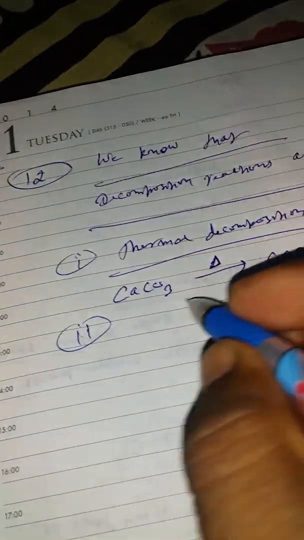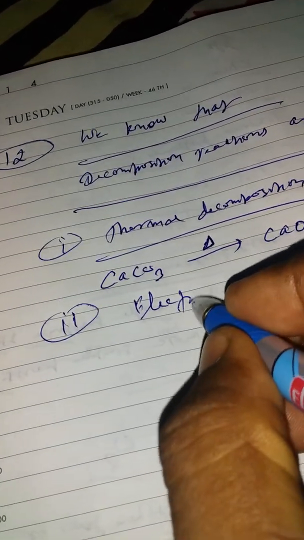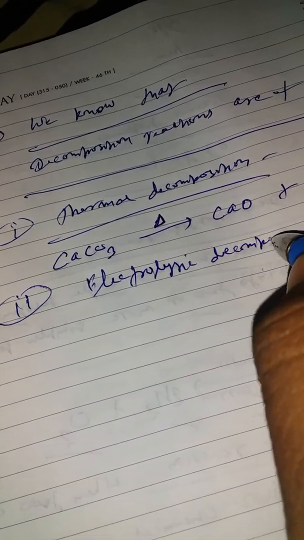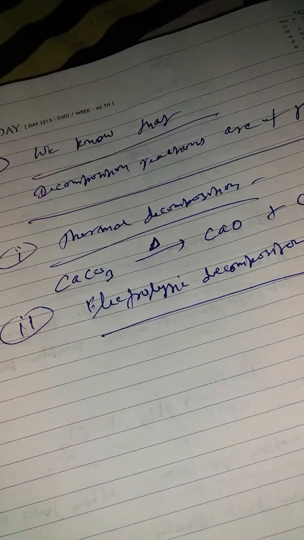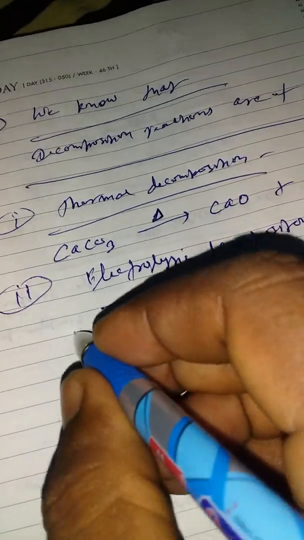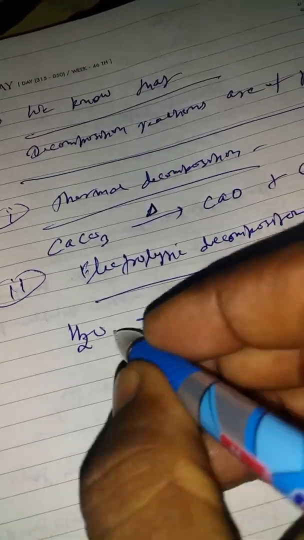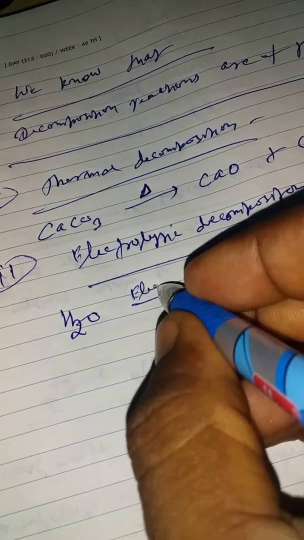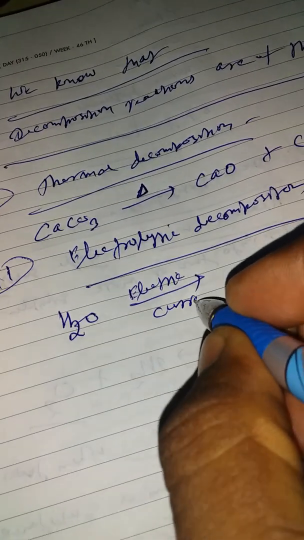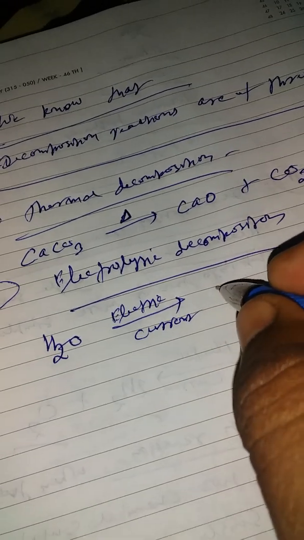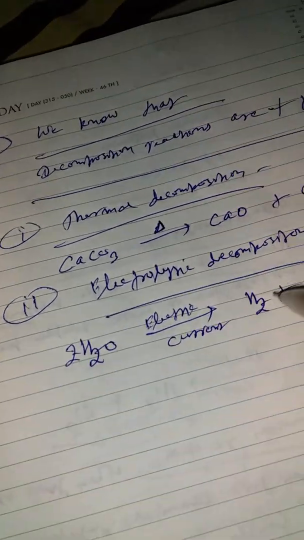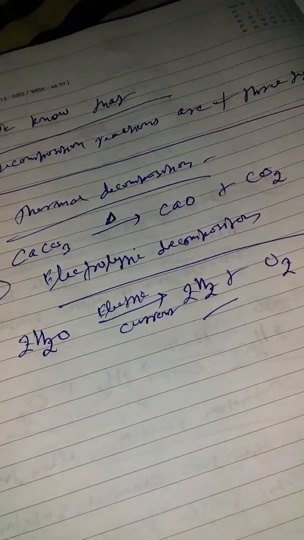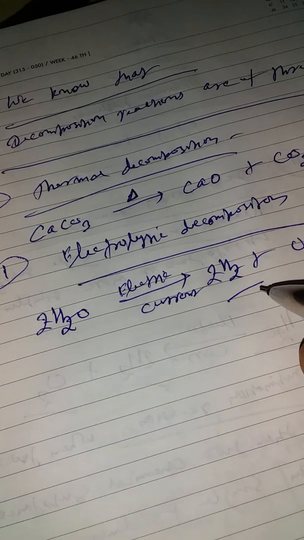Second one, electrolytic decomposition, in which decomposition is carried out in the presence of electric current. H2O, in the presence of electric current, decomposes into hydrogen plus oxygen. After balancing, 2H2O gives 2H2 plus O2. It is an example of electrolytic decomposition.